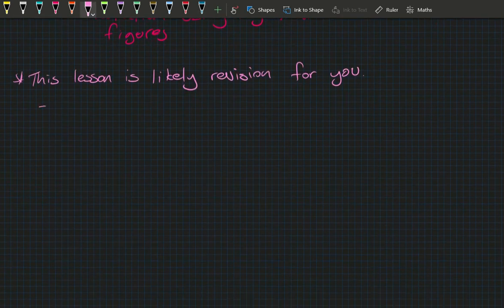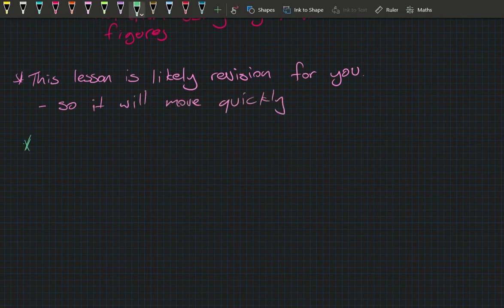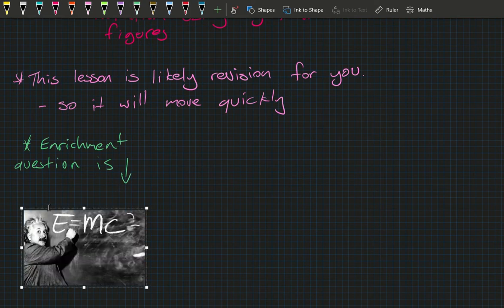So for this reason, I'm going to move quickly through the introduction and the examples. But for those students who work hard to become very confident with the skills learnt in this class, there is a great reward in the enrichment questions. You're going to get to use the most famous equation by the most famous scientist. That's right, Albert Einstein, with that equation, E equals mc squared.